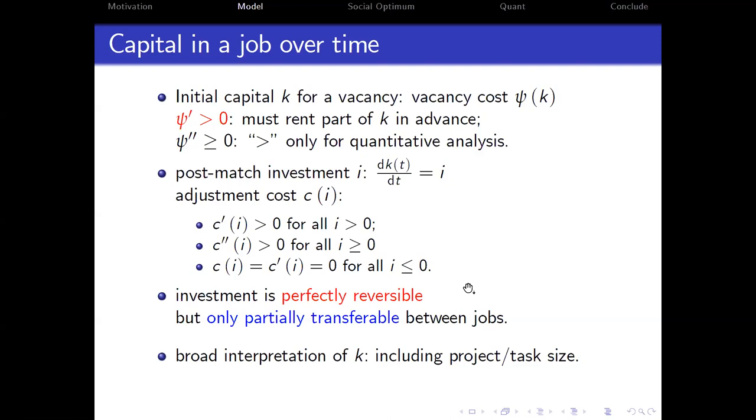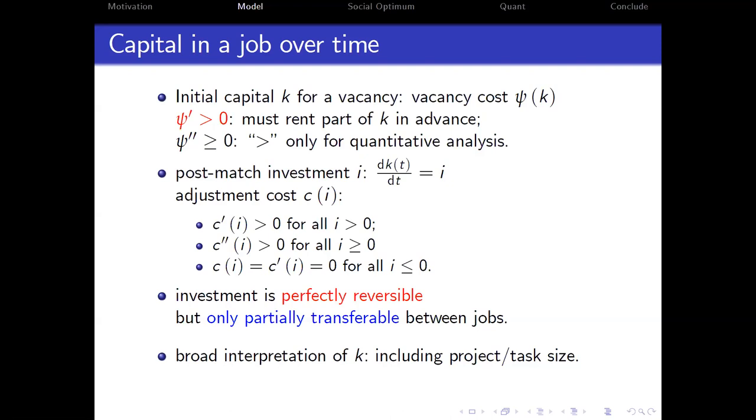Okay. So investment here is perfectly reversible, because if the firm says, okay, I'm done with this, I don't want to hire the worker anymore, the firm simply returns the capital to whoever they rented the capital from. So it's not because of irreversibility of investment. It's important that this capital or investment is not perfectly transferable between jobs.